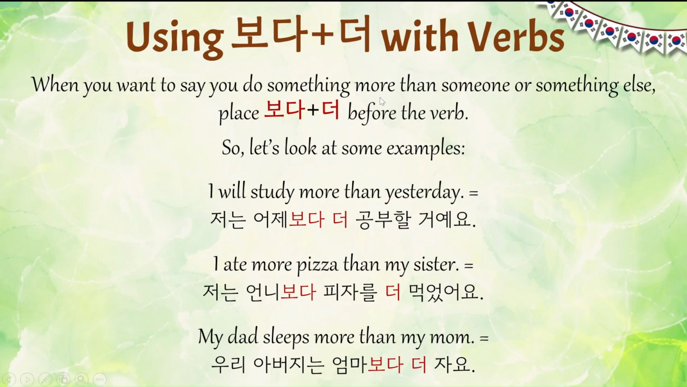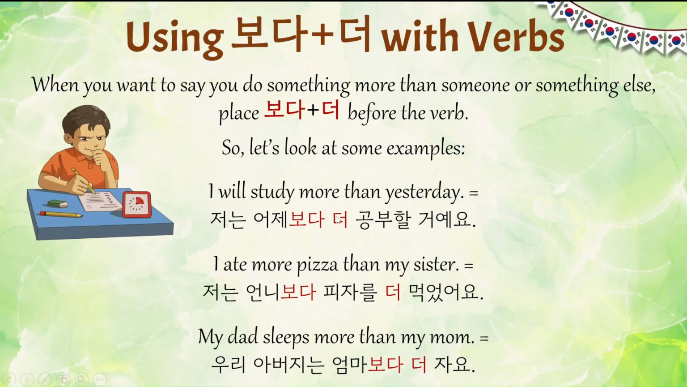So when you want to say you do something more than someone or more than something else, then you place 보다 더 before the verb. Okay? Let's take a look at the examples to understand. I will study more than yesterday. 저는 어제보다 더 공부할 거예요. I is 저는, study 공부하다, future tense 공부할 거예요. Yesterday is 어제. Now you're comparing with yesterday. More than yesterday. Very simple. 어제보다 더. Okay? It's going to be very easy.